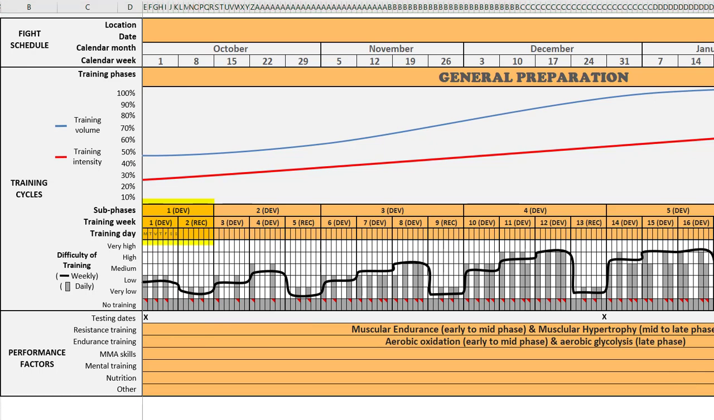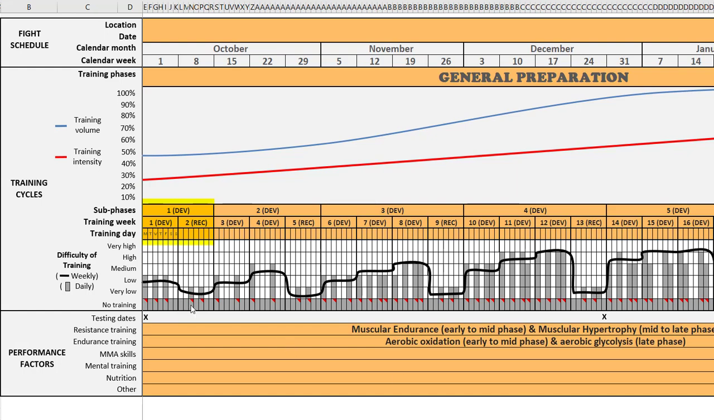Now, of course, I recommend that you write this down in your training log so you can keep track of your progress. So here you'd write down the type of workout you're doing and the sub phase and the training week, just to stay nice and organized. So that's training week 1. In this case, training week 2, it's a recovery week.